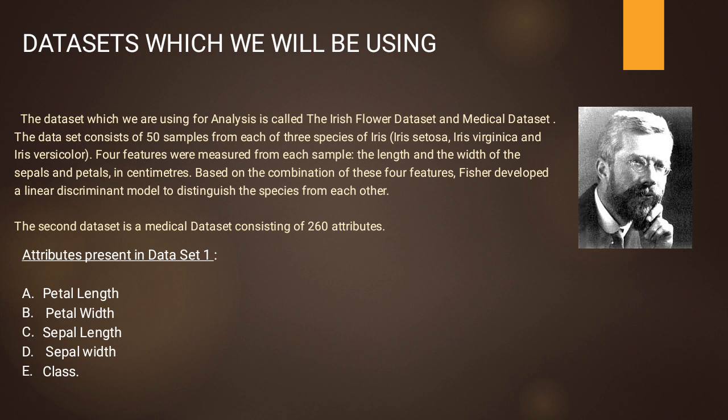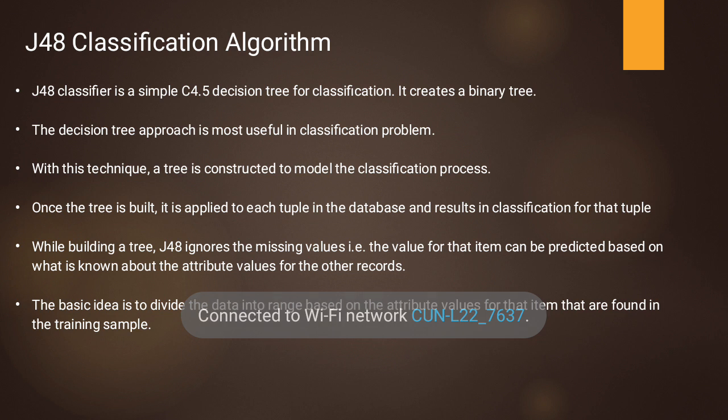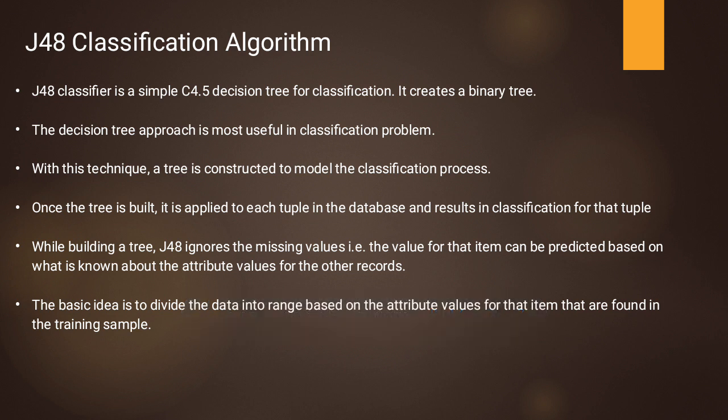It was given in the 19th century by a British botanist, and by seeing the petal width and other factors of a flower, we decide the species of the Iris flower. So let us discuss the J48 algorithm. The J48 algorithm is a simple C4.5 decision tree for classification.